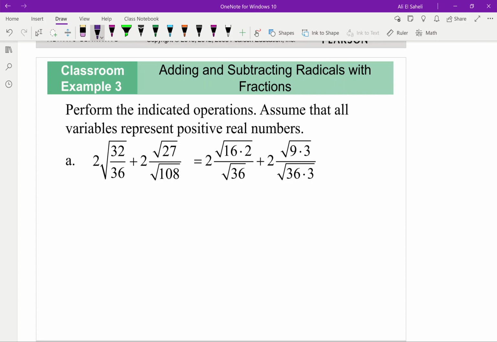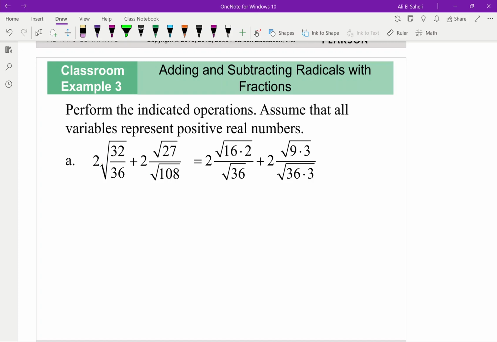Perform indicated operations. Assume all variables represent positive real numbers. All right. Here, we need to find common radical terms. Okay. Keeping in mind that the index is 2, this 2 just multiplies the radical. The index of the radical is another 2 here. Okay, it's going to be 2, 2, and so on.